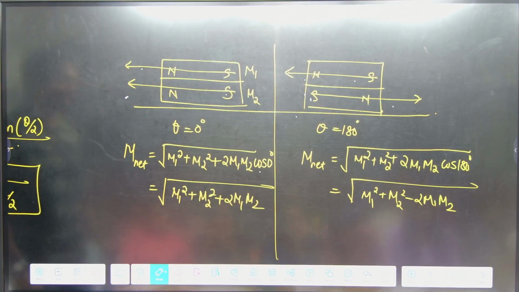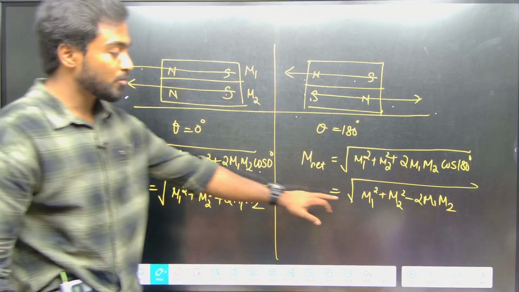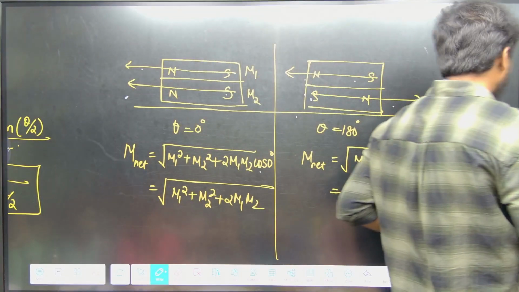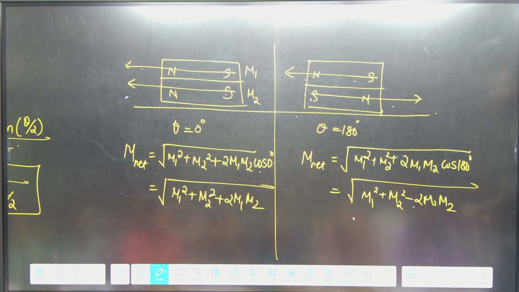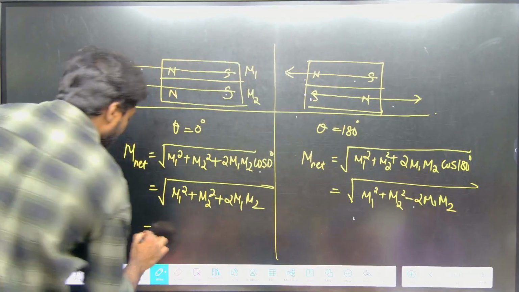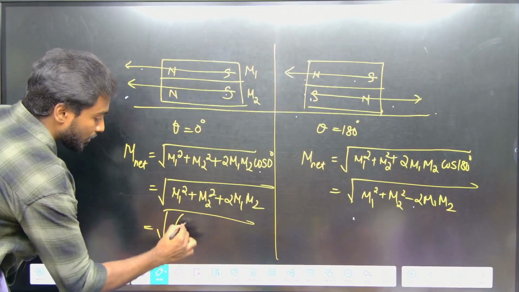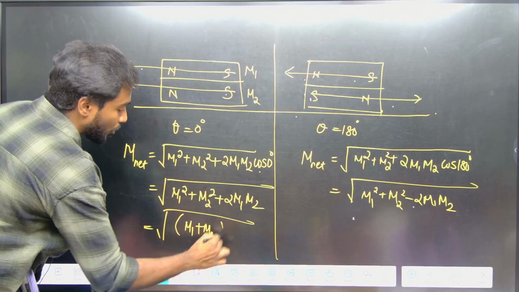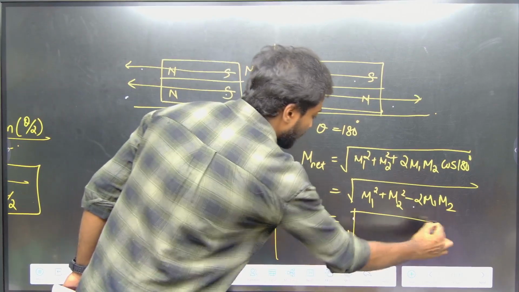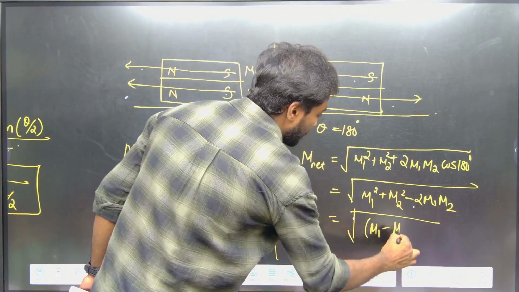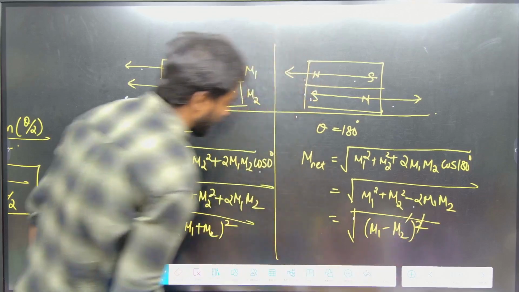So this looks like a square plus b square plus 2ab, and this one is a square plus b square minus 2ab. So which is like root over m1 plus m2 the whole square, and this one will be root over m1 minus m2 the whole square. So root and square will get cancelled.